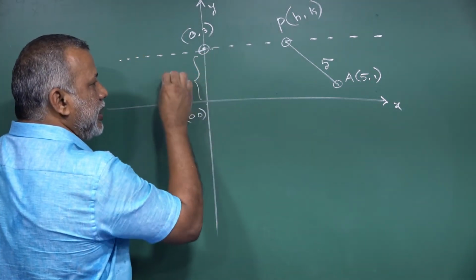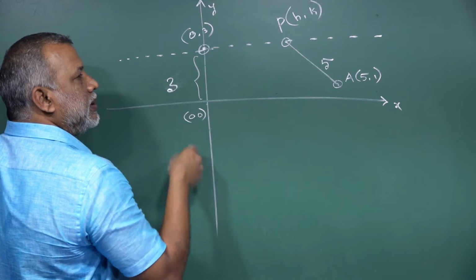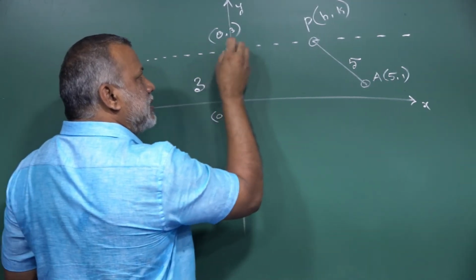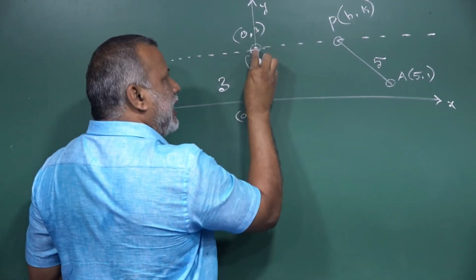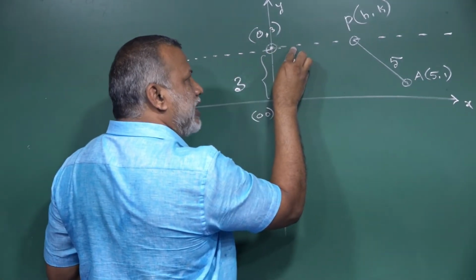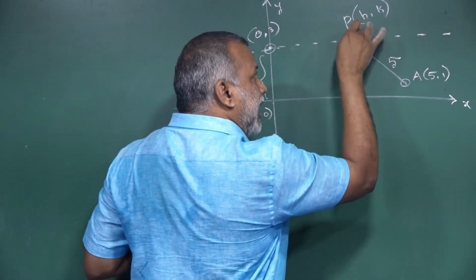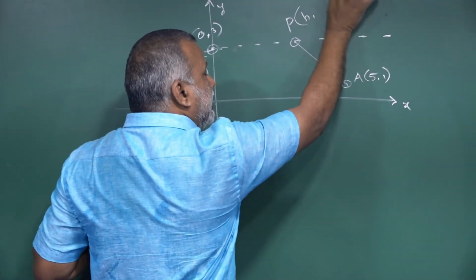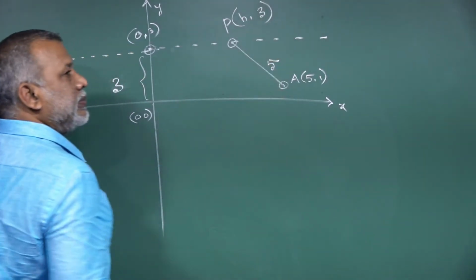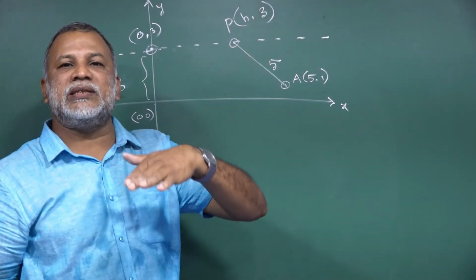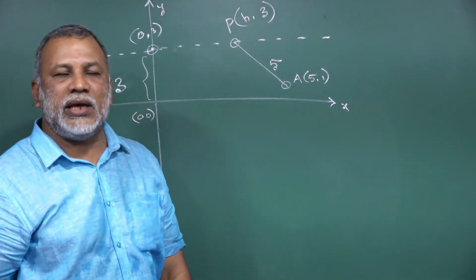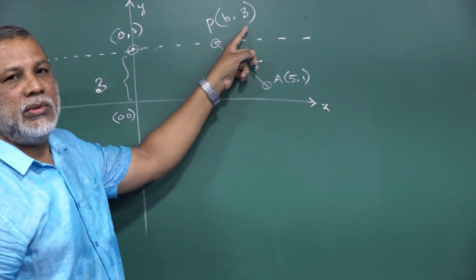This distance is 3 units. Now listen. 3 units means, just now I am explaining, this is 0, 3. Again the next point should be 1, 3, again 2, 3, like this going on. Therefore this point must be h, 3. The y value is fixed here. This must be h, 3.